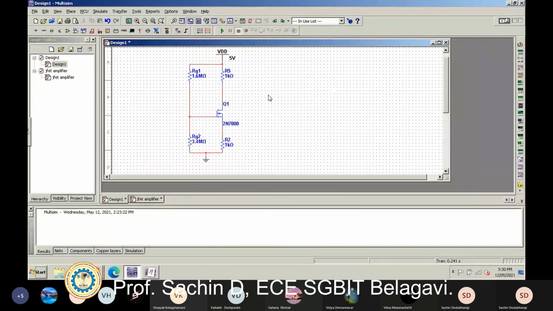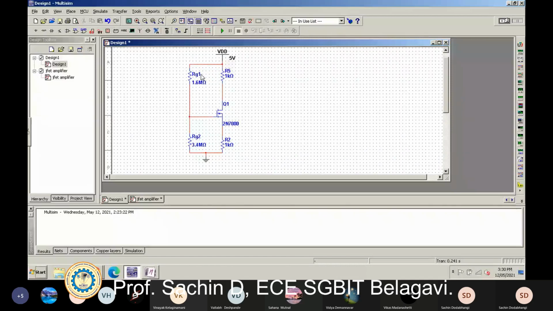Can you see it? In the circuit, I am just drawing a MOSFET for voltage divider bias. You can see the RG1 and RG2. You can zoom it and see, or else I just drag it here. You can see it clearly. Okay, RG1 and RG2.